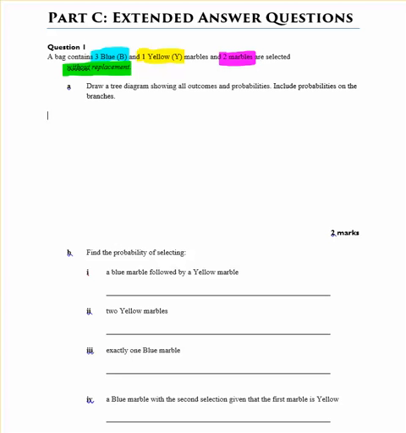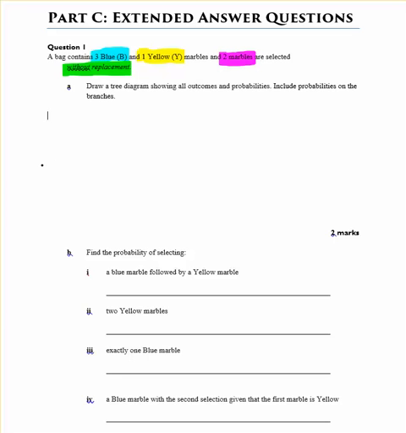Boys, in this question, we are asked to display the following information in a tree diagram. So a bag contains 3 blue marbles, 1 yellow marble, so 4 in total, and 2 are selected without replacement. So they are not put back into the bag after we make the first selection. And we need to display this in a tree diagram showing all the outcomes and probabilities and include the probabilities on the branches.